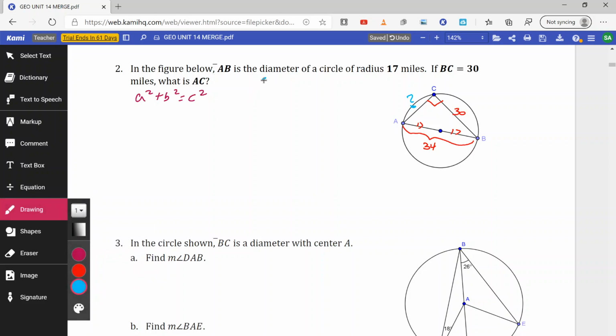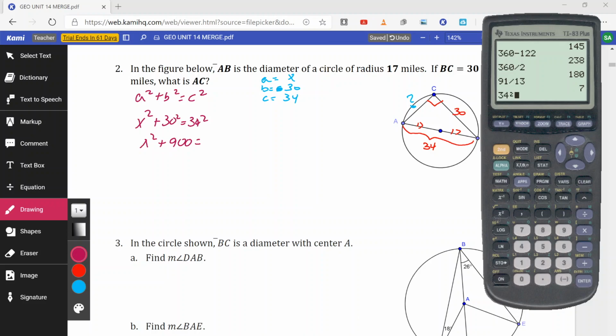So if I were to state a, b, and c, c being the hypotenuse across from the right angle, that's going to be 34. And again, a and b doesn't really matter which of the two is our unknown, so a can be our unknown x, b would be 30. So we can plug these numbers into our equation. So we have x squared plus 30 squared gives me 34 squared. We can't do anything about x squared. 30 squared is going to be 900. And then 34 squared is 1156.